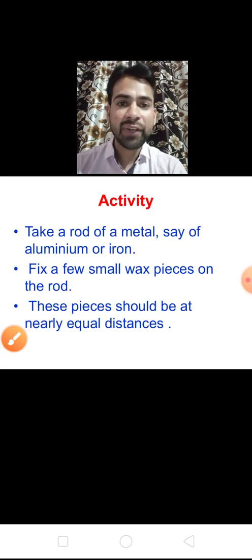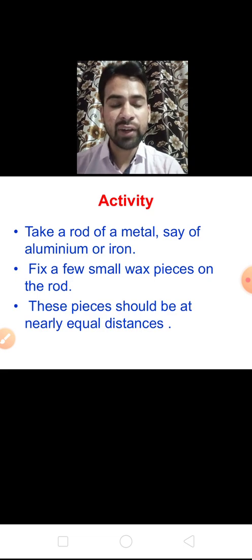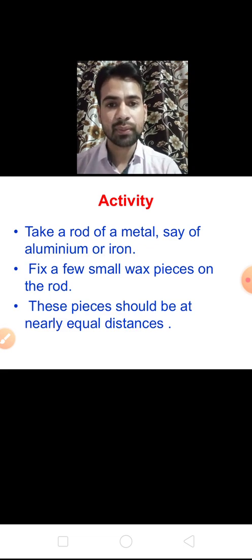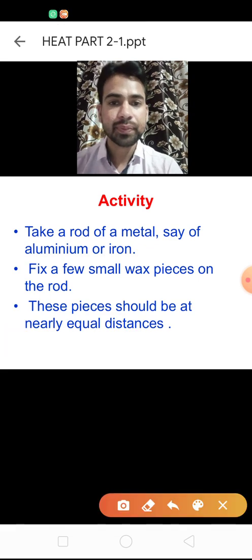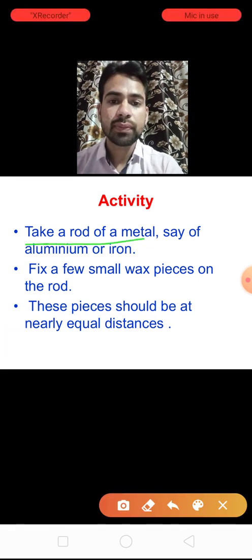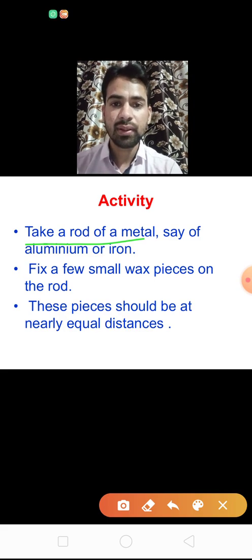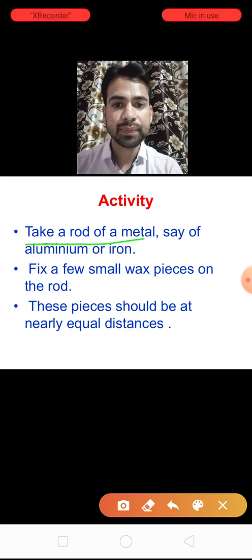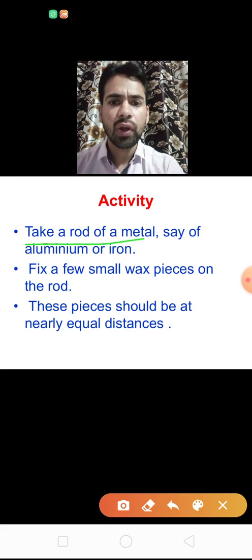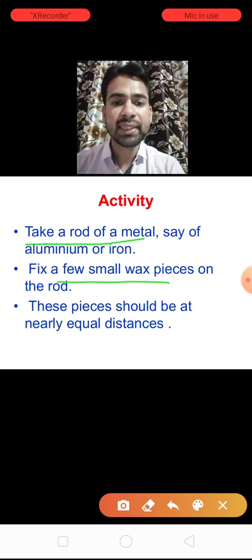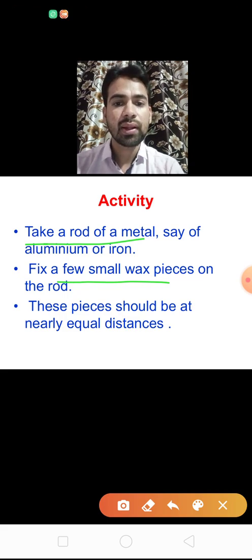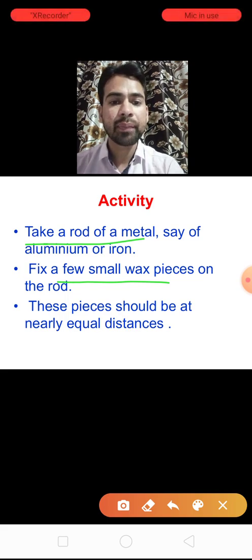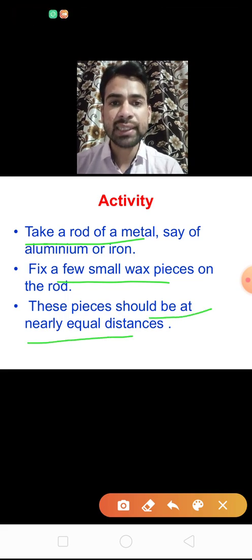Now children, an activity regarding conduction. This activity proves that heat is easily transferred in solids by conduction from the hotter region to the colder region. In this activity we will take a rod of metal like aluminium or iron. In this rod we will fix a few small pieces of wax. These pieces should be at nearly equal distances.